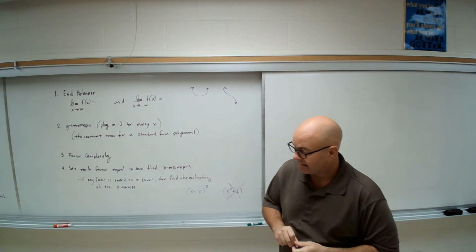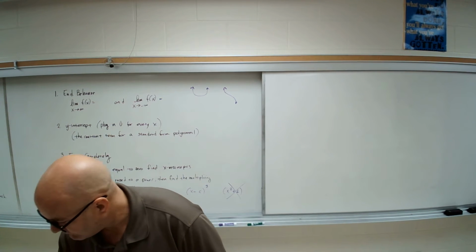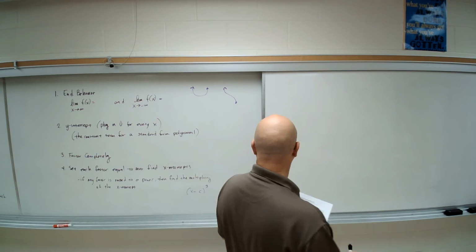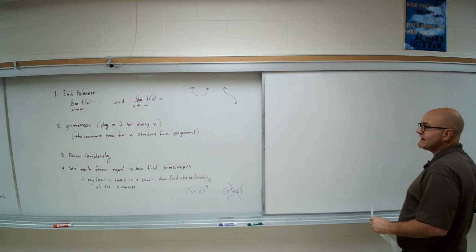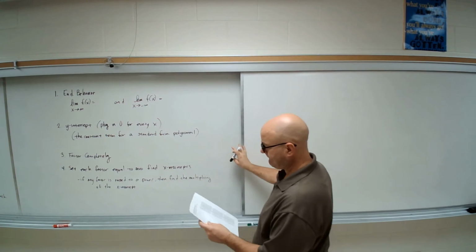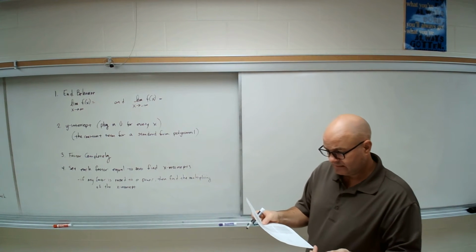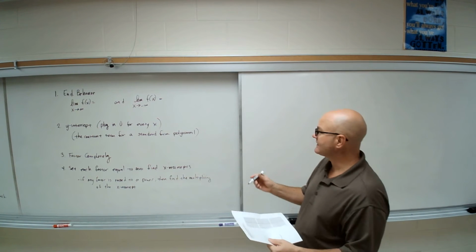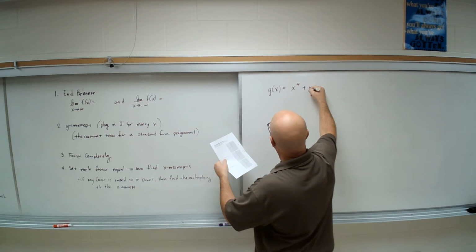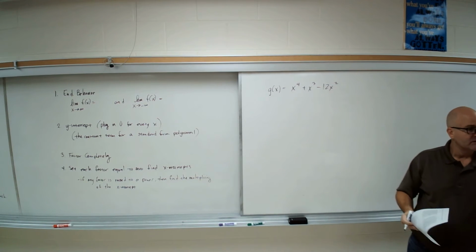Okay, so we can look at that on one of these. So for an example, just on the paper I just gave you, this graphing polynomials continued. Let's just try to run through this process and see how we can do this. Okay, so let's try the second one here. It was g of x equals x to the 4th plus x cubed minus 12x squared.